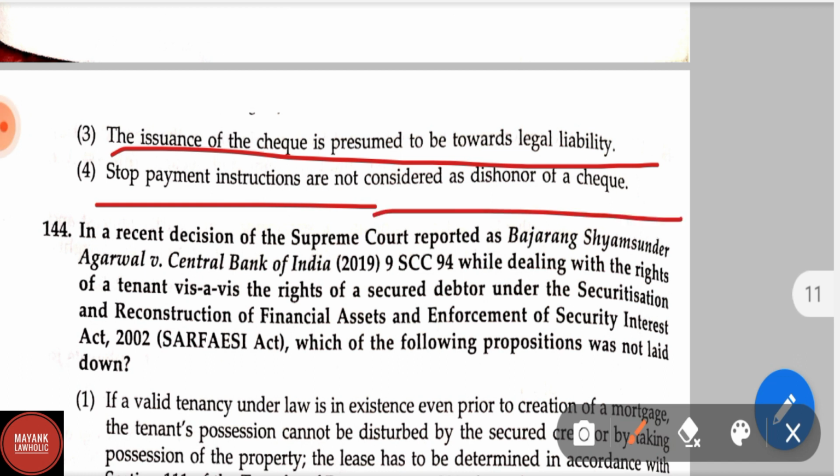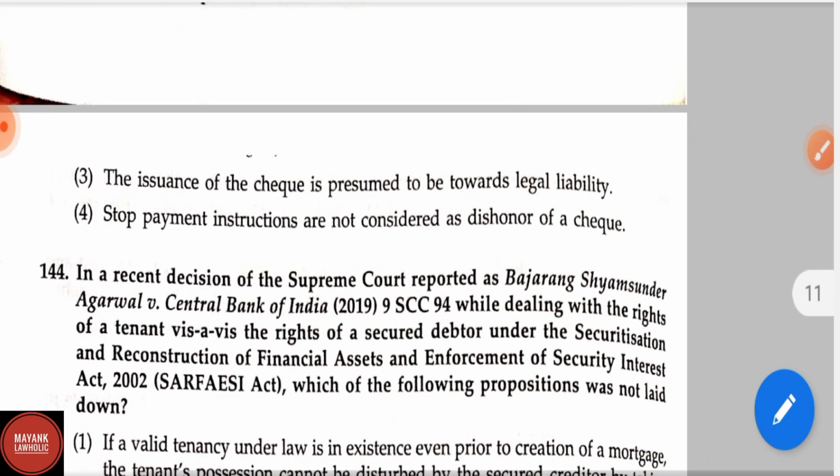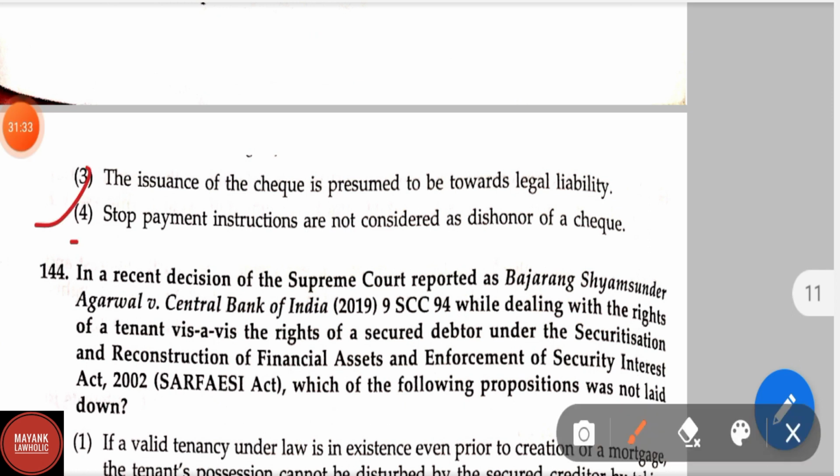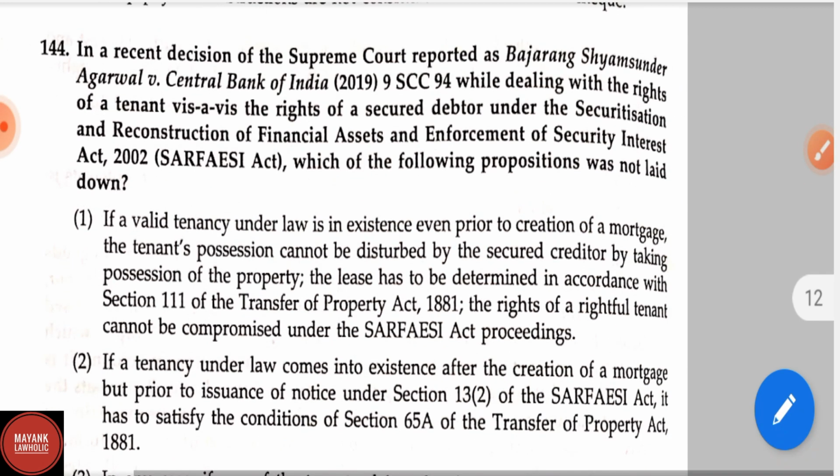In the given question, it has been asked to find the incorrect answer. The incorrect answer for this question is option number 4: stop payment instructions are not considered as dishonor of check. This is the incorrect statement. Therefore, it is the right answer in the given question. Now let us see question number 144.